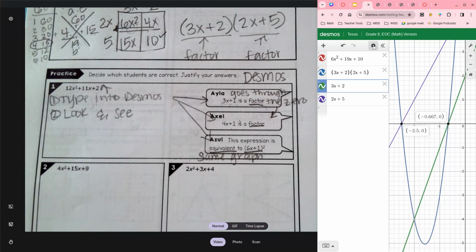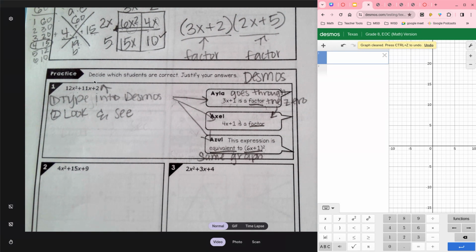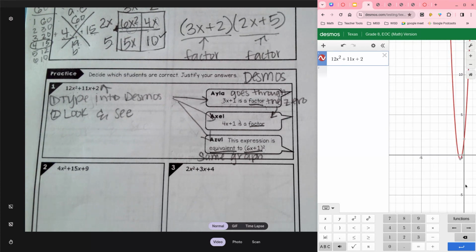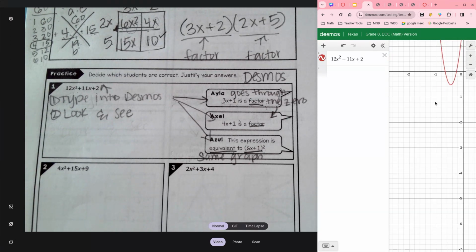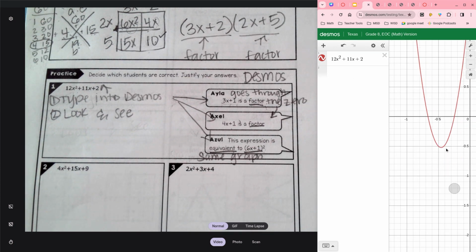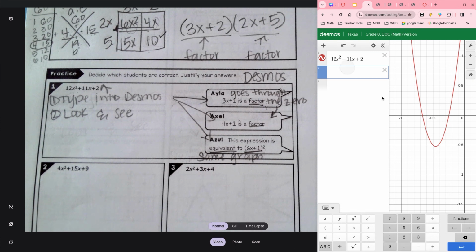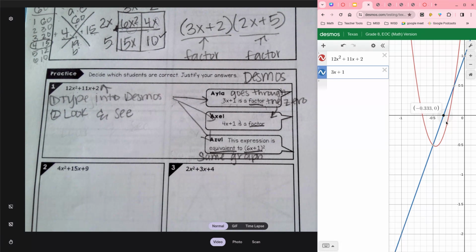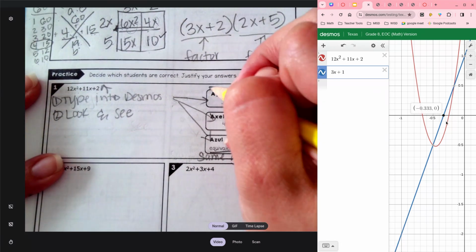Therefore, they're my factors. So if I take that all into consideration and try doing this one right here, 12x squared plus 11x plus 2, I'm going to go ahead and zoom in since I'm looking to see if it goes through the x-intercepts, or through my zeros, so I can specifically look at those x-intercepts. And I'm going to type in what Ayla put. Ayla, 3x plus 1. Notice Ayla's does not go through the x-intercept, therefore Ayla is not correct.